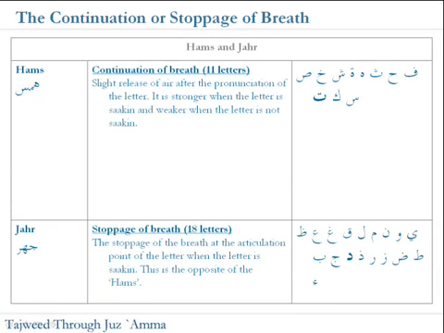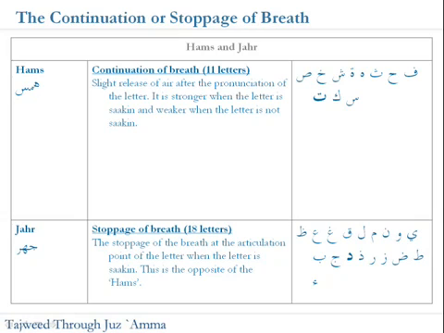Now we're going to talk about the continuation or stoppage of the breath, known as hams and jahr. So continuation of breath, slight release of air after the pronunciation of the letter. It is stronger when the letter is sakin and weaker when the letter is not sakin. So we'll take the example of the ta.